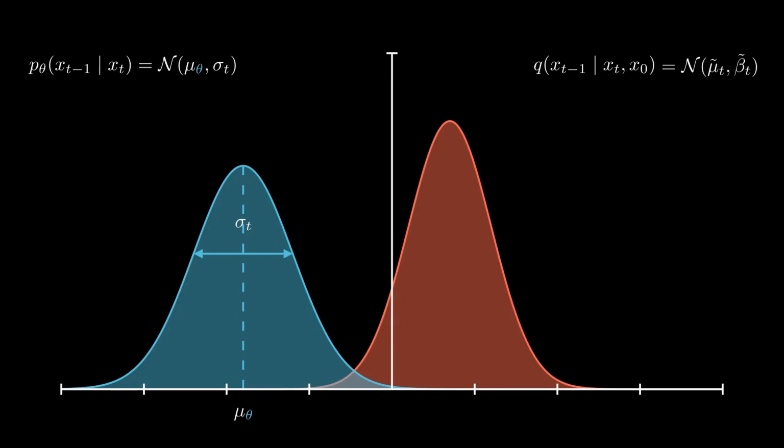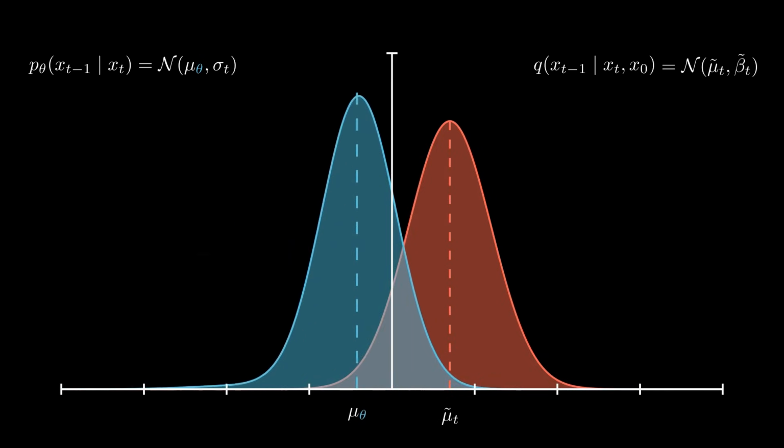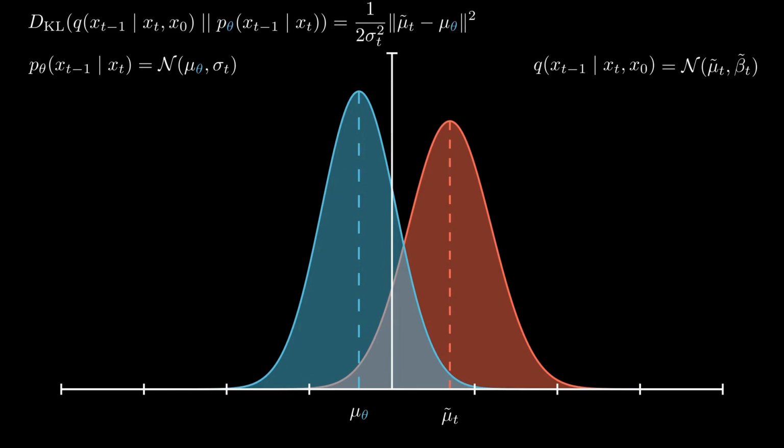Since we're trying to match two Gaussian distributions, but can only control the mean of the approximate one, the best we can do is bring its mean as close as possible to the mean of the true posterior. Said differently, we aim to minimize the distance between the two means. And in fact, that's exactly how the KL divergence behaves in this case.